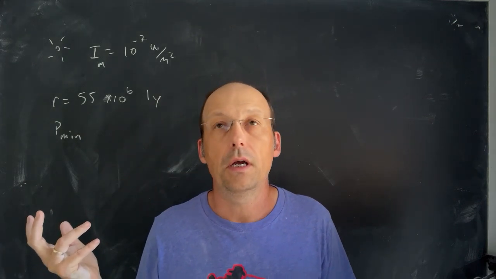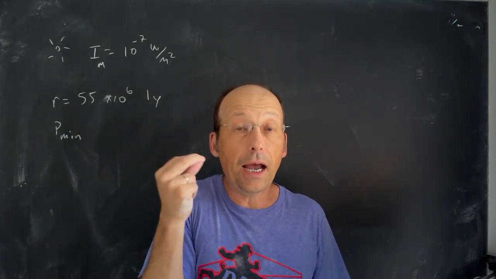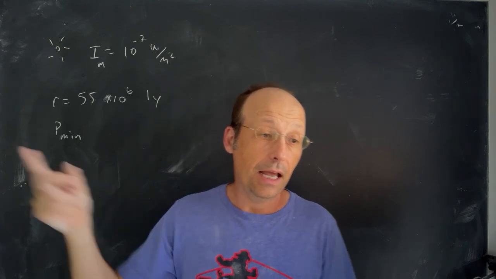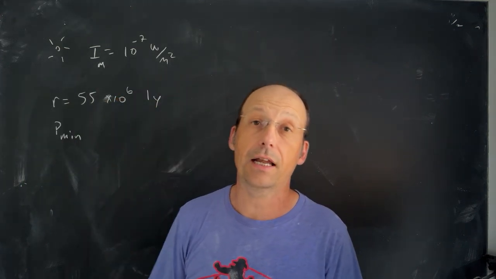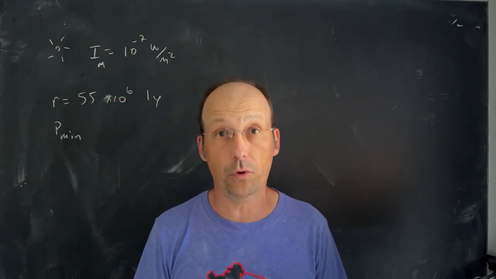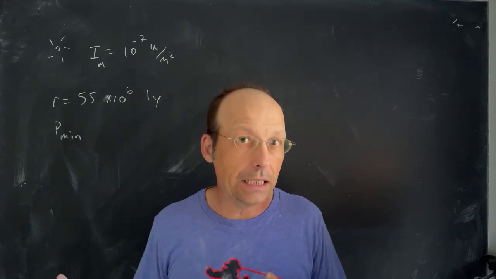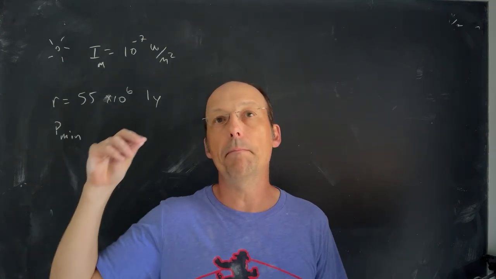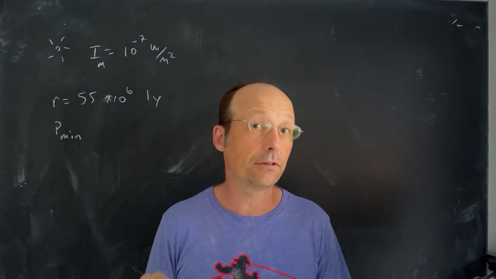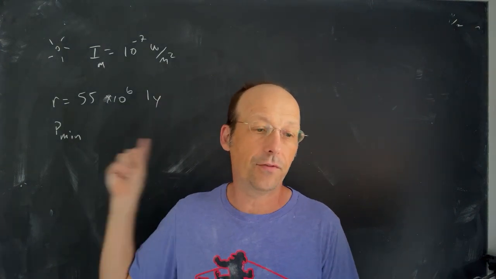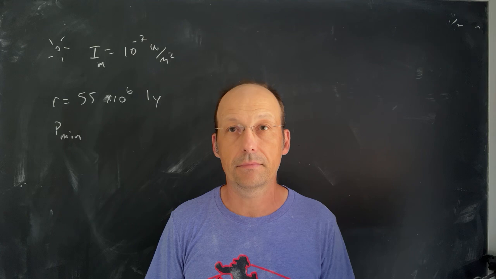and we want to be able to detect it as a supernova. The human eye can detect an intensity of light as low as 10 times 10 to the negative 7th watts per square meter. So if it's less than that, we can't see it. If it's greater than that, then we can see it. So what would be the minimum power output of this supernova so that we could see it if it's 55 million light years away? Let's go.